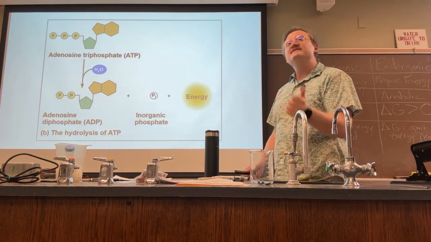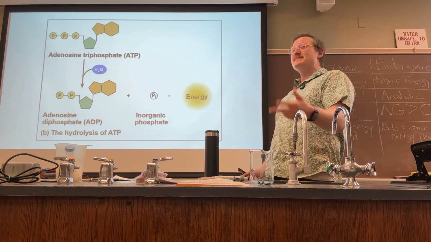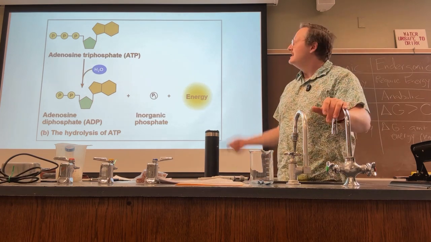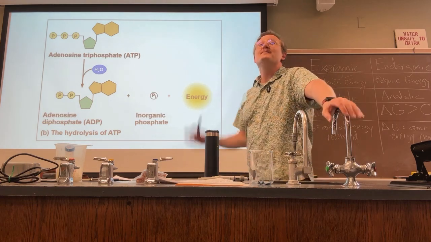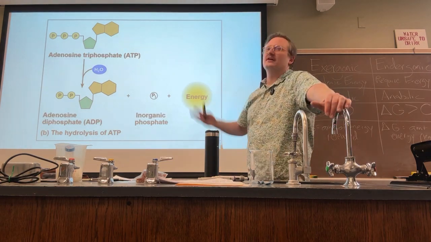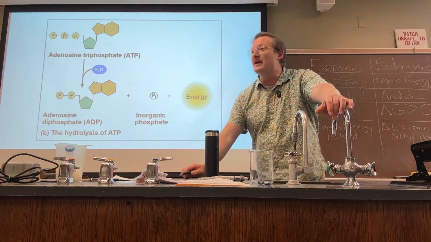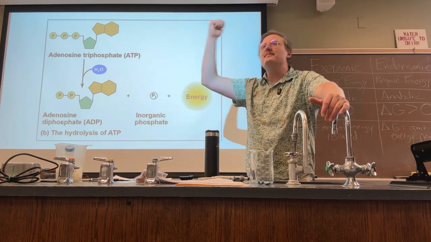The glycogen was very stable. The glucose was a little less stable. The ATP is a little less stable, but this ATP can now be used to do cellular work pretty directly. ATP is sort of an all-purpose energy source within the cell. Cool? You can use it to pump things across.